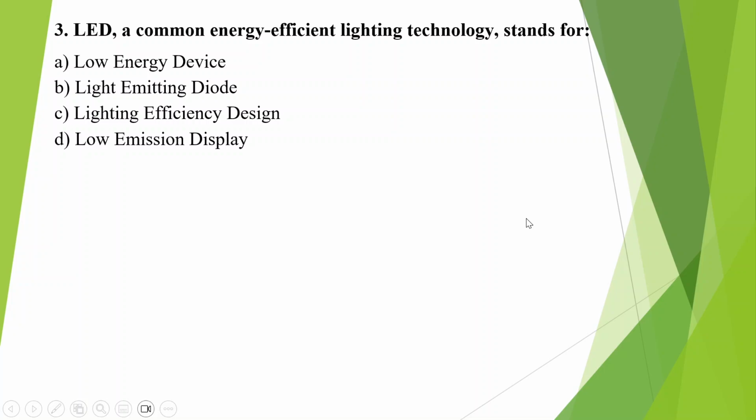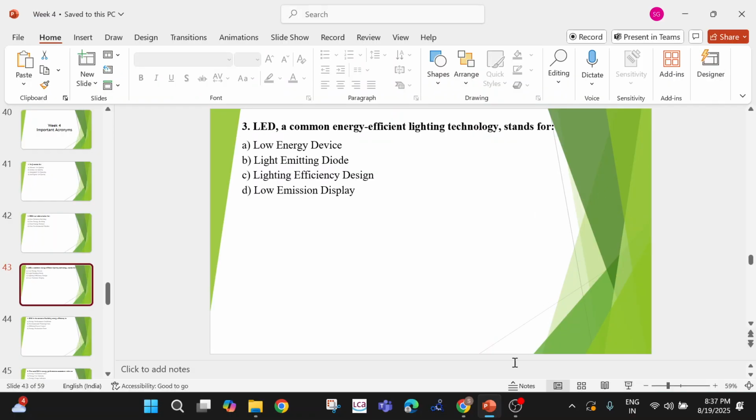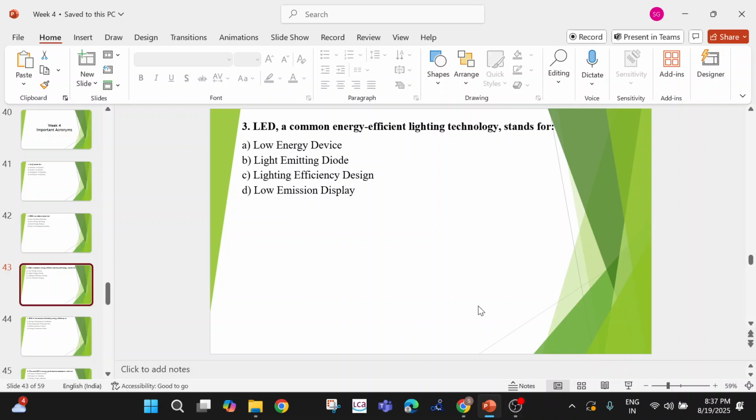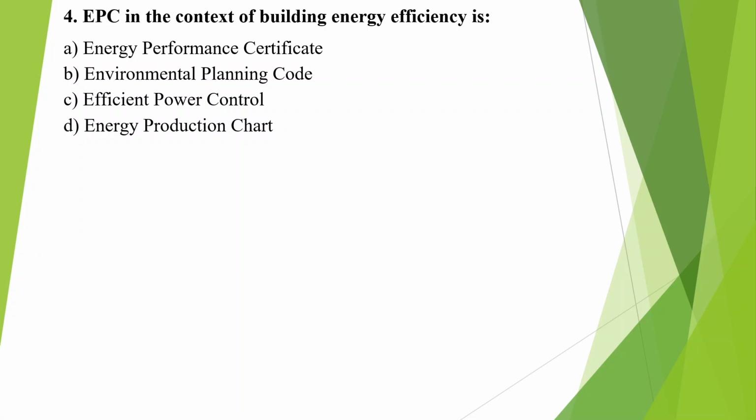That is option B. These LEDs refer to light emitting diodes that are far more efficient than the incandescent or the fluorescent lamps that were utilized earlier, and they are helping in reducing the lighting energy use by up to 50 to 75 percent as compared to the incandescent or the fluorescent lamps. So all of you have answered it correctly. So can we move to the next question? Okay, so let's move to the fourth question.